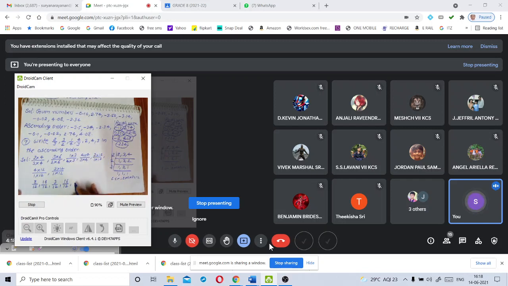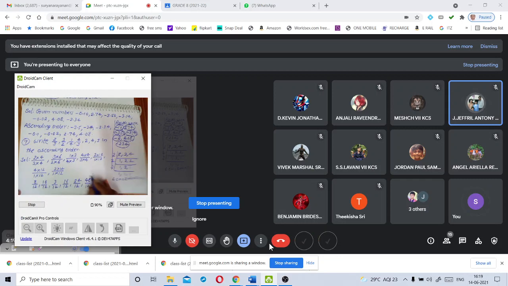Next fraction, 24 by 12. Next fraction, what will you get here? What is the next fraction? So 48 by 12. And the last fraction, what will you get here? 36 by 12. Very good.